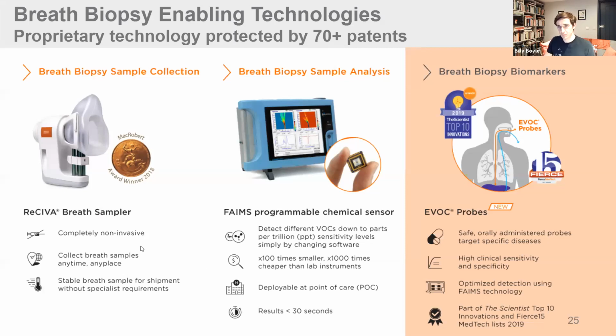So the first is a breath collection device. And this effectively allows you to capture and trap all the volatiles from your breath into a cartridge. And once it's on this cartridge, it's completely stable. So you can send it back to a lab for analysis. And I've talked already about our programmable sensor technology. It's super fast, very sensitive and selective. Can be deployed point of care. But actually, one of the problems that we found was that for this technology, you need to program it for what you're looking for.